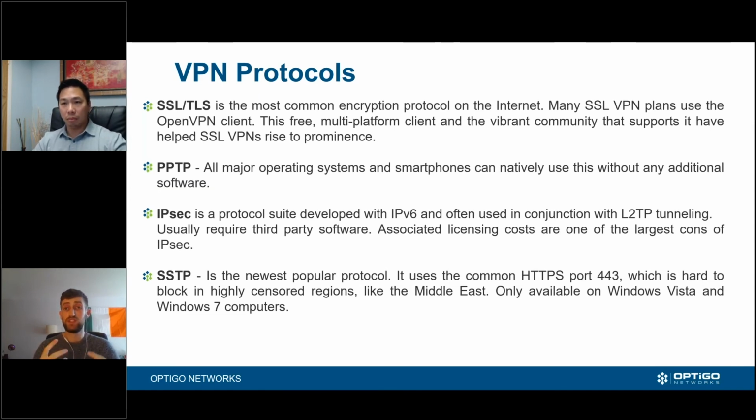PPTP. This is one that is on a lot of major systems and some smartphones. You don't need third-party software in order to run this in your network, so it can be very handy, or just very convenient in that sense. Then we have IPsec, developed with IPv6, and L2TP tunneling. This will require third-party software, which can have a cost, and you might have to pay for that. So there are things to be aware of. Obviously, paying for it might result in slightly better quality, but it is paid software, so that could be a bit of a con.